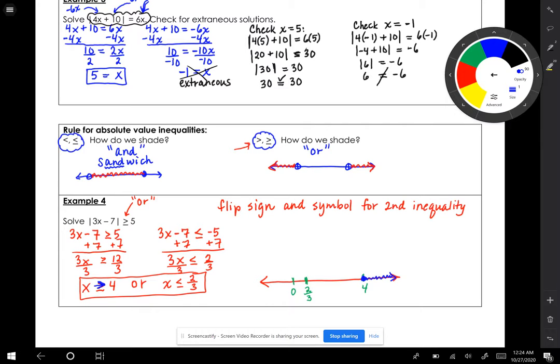And then for the second one, x is less than or equal to 2/3, the arrow is pointing to the left. Because, again, the variable's on the left side. So put a closed circle here. And the arrow points to the left. And so there we've solved the absolute value inequality and we've graphed our solution. And those are our notes for today. Have a great day, Algebra 2 students.